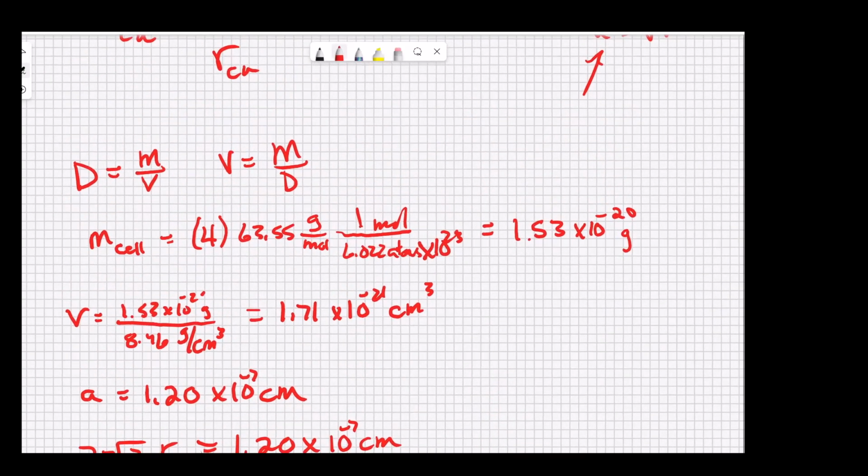Let's do the 63.55 divided by 6.022 times 10 to the 23 again. I think that's going to be minus 22, not minus 20. Almost certain that's going to be 10 to the minus 22. That's because your 10 to the 23 is on the bottom instead of on the top.